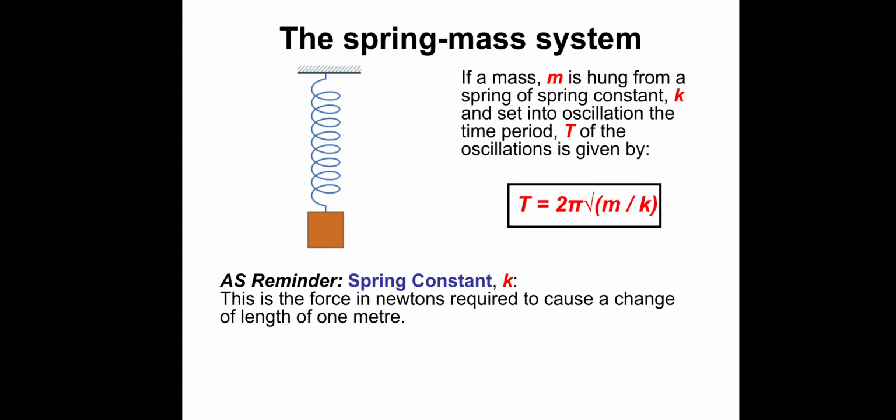Reminder from AS physics that k is the spring constant, and it's the force in newtons required to cause a change of length of 1 meter. So k is equal to F over delta L, force over change in length, and it's measured in newtons per meter.